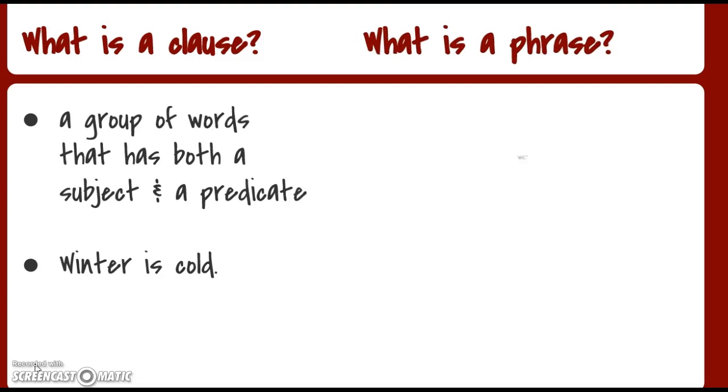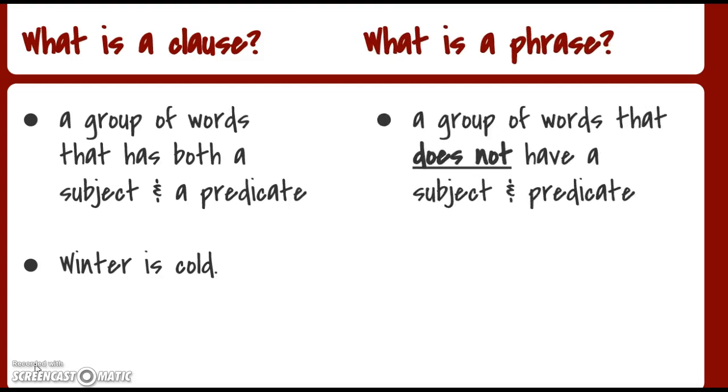What is a phrase, on the other hand? A phrase is a group of words that does not have a subject and a predicate. For example, "during the winter." There's no verb in this phrase, so it is not a clause.